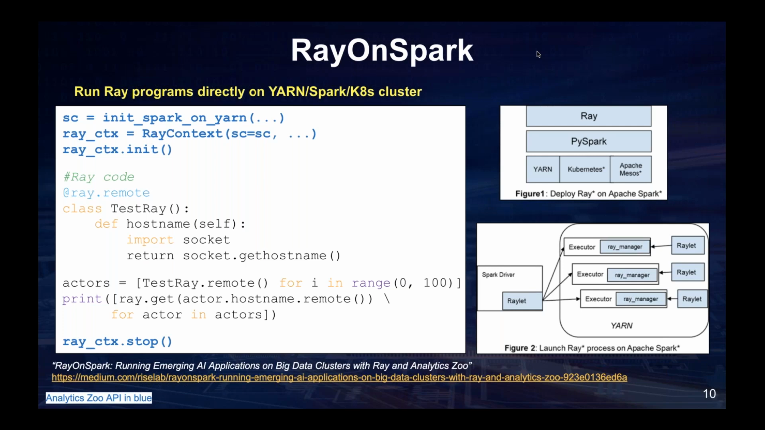And for existing big data users, we created Ray on Spark, which uses Spark to launch the Ray clusters on the Spark executors and manage the Ray processes with the Ray managers on each Spark executor. And then users can create their Ray applications and directly run them on existing YARN, Spark, and Kubernetes clusters. Next slide.